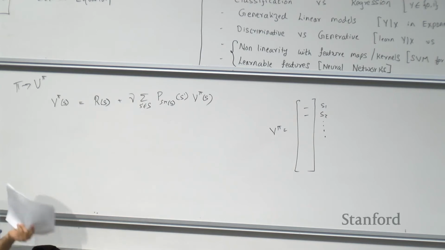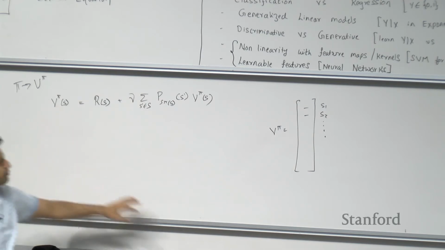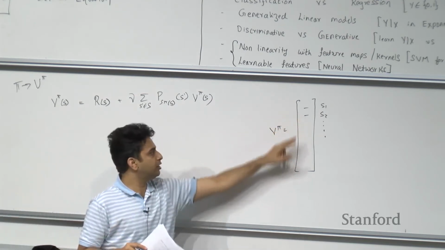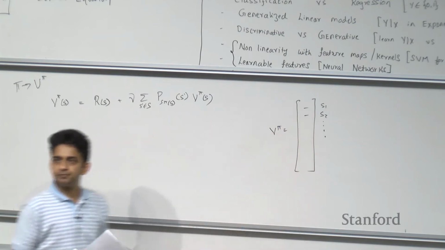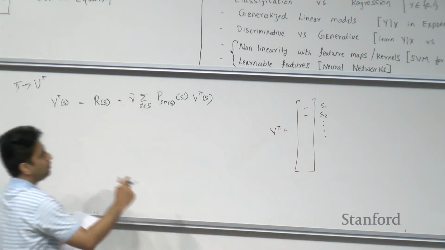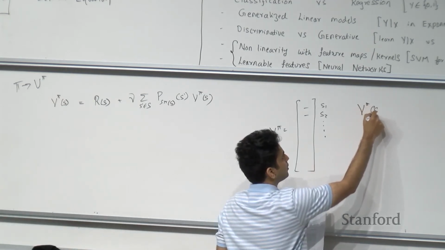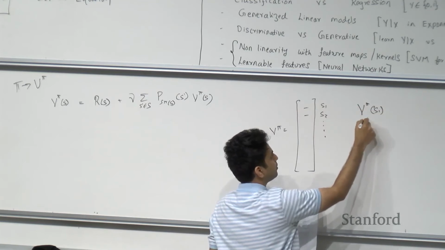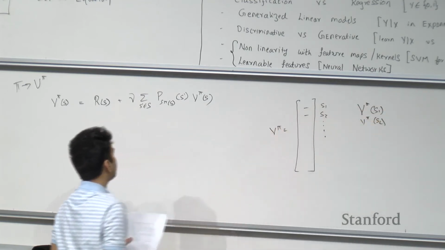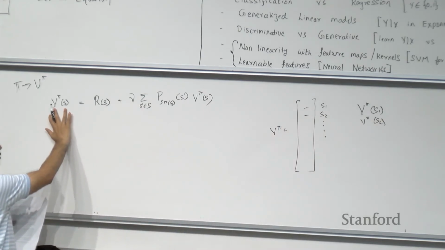So vectors and functions are essentially one and the same. Think of this v pi of s as a vector having one value per state. So we have v pi of s1 over here, v pi of s2 over here, and so on. And what this tells us is, now we want to solve for v pi.